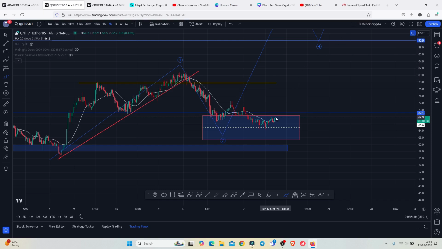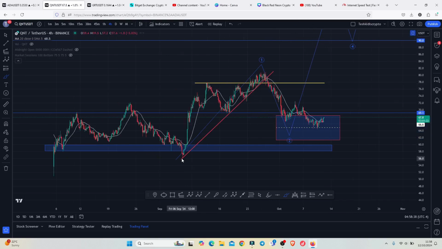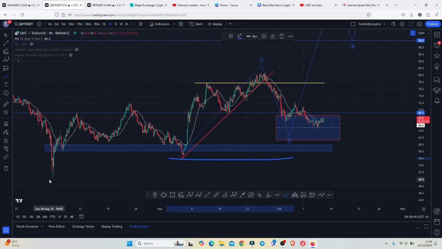But if by any chance we see a breakdown move to the lower side of the target area, then that will be suggesting that we are going to get a reset of the lows that we made below the $56, and a break below the $56, then I will be expecting to see a reset of the lows that we made on the $50. So that is all I'm expecting here on the short term, here on the QNT chart.